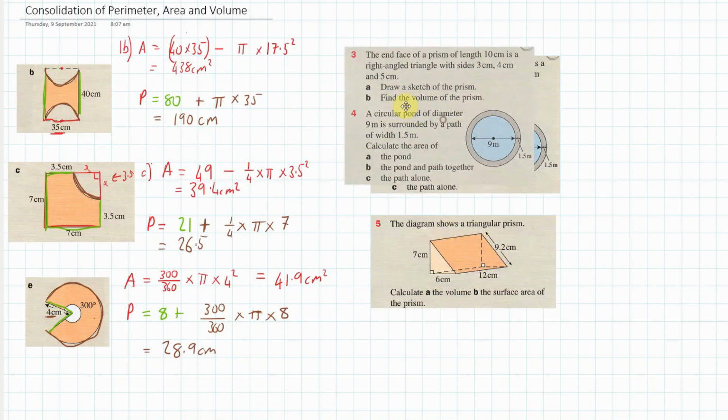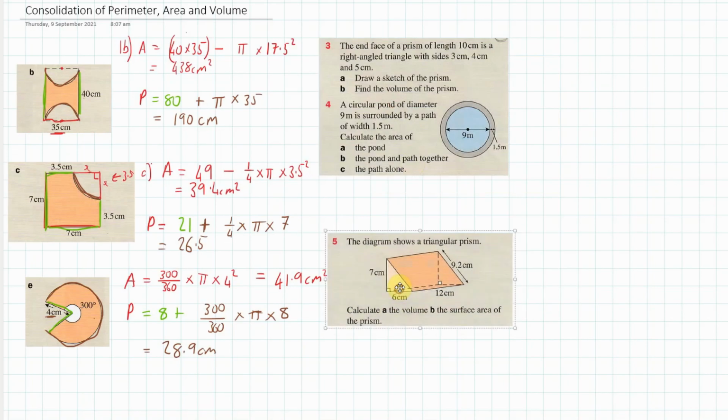Okay, now let's move over here and see what we can make of these questions. For the next one, we've got the end face of a prism of length 10 is a right angled triangle with 4 and 5. Now I probably want to change this. I'm going to draw it 3D a bit more, so I might go like this. Very bad drawing. That's my prism. And now I'm going to find the volume.